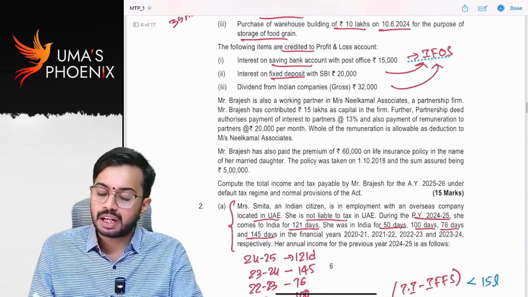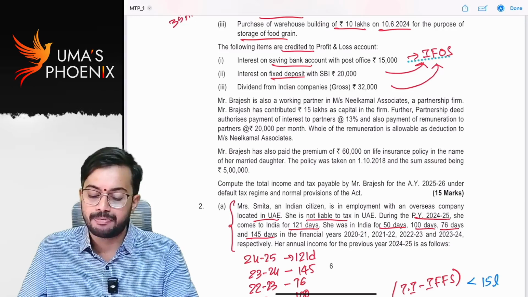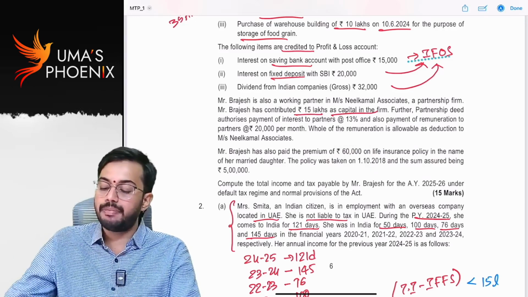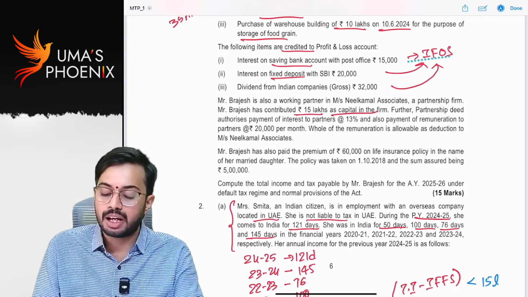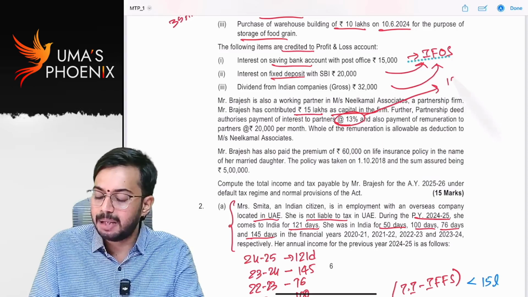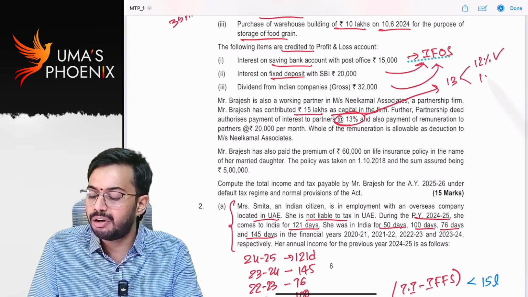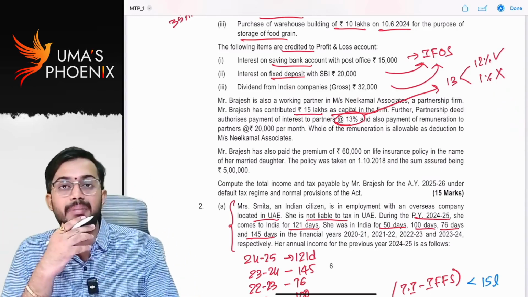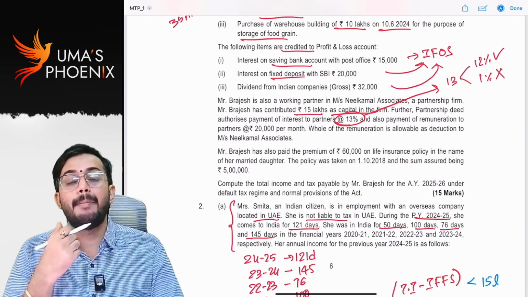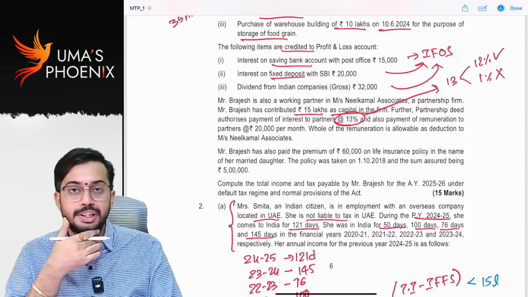Brajesh is also a working partner in Neil Kamal Associates, a partnership firm. Brajesh has contributed 15 lakhs as capital in the firm. Further, the partnership deed authorizes payment of interest to partners at 13%. Whether 13% is allowed: out of 13%, 12% is allowed, 1% is disallowed, because as per the provisions of PGBP section 40B, maximum interest allowed as deduction to a partner is 12% under PGBP, correct?